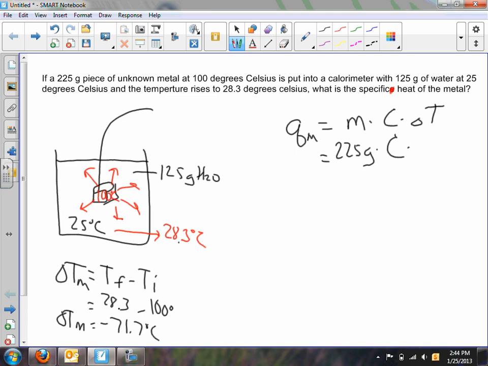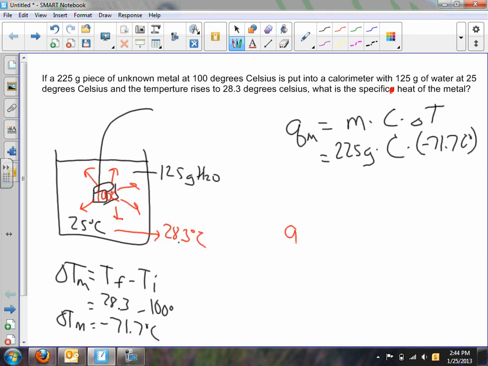So that goes over here. Change in temperature is negative 71.7 Celsius degrees. All I need now is to find the heat that the metal lost. Unfortunately, I can't find the heat that the metal lost, they didn't give it to me. But where did the heat that the metal lost go? It went into the water.